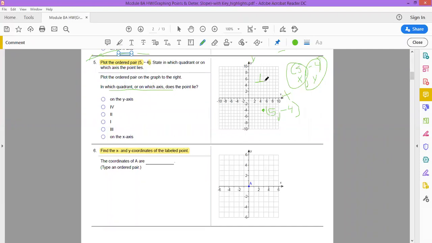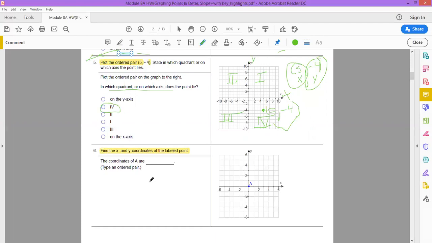Your quadrants are identified using Roman numerals. This is quadrant 1 in the upper right-hand corner, and the upper left-hand corner is quadrant 2. And then moving down, you have quadrant 3 in the lower left corner, and on the lower right side, you have quadrant 4. So this ordered pair is located here in the 4th quadrant. You would choose Roman numeral 4.